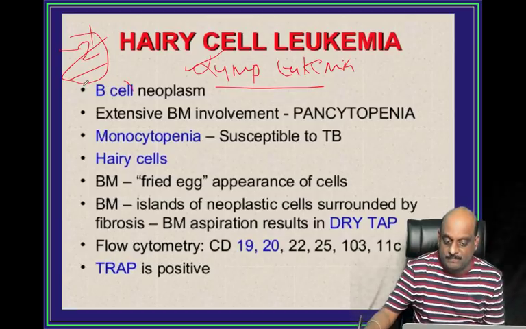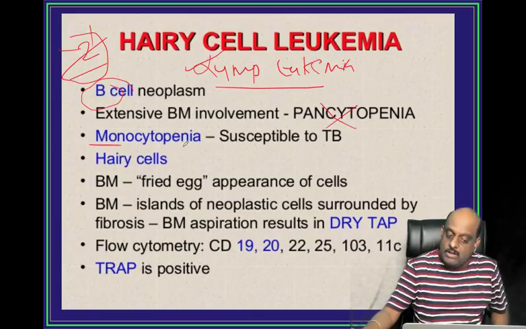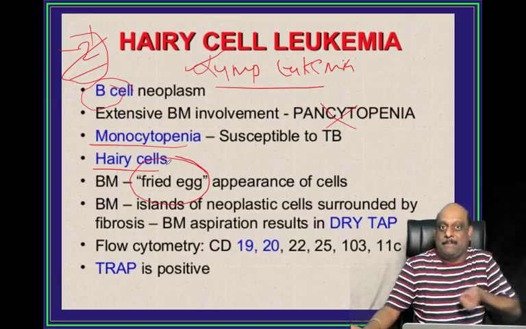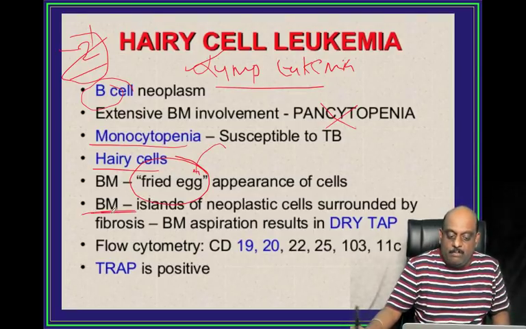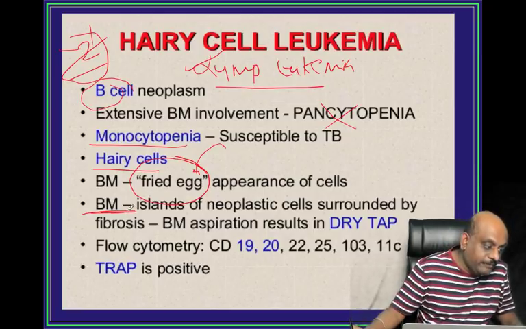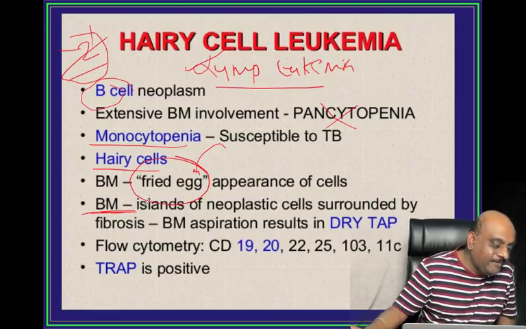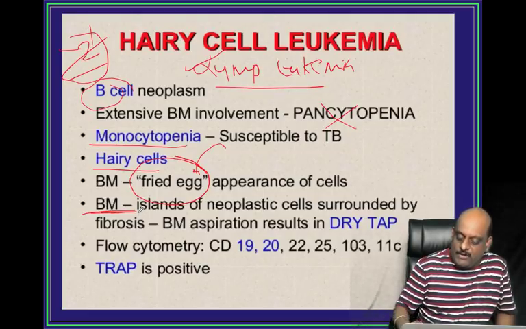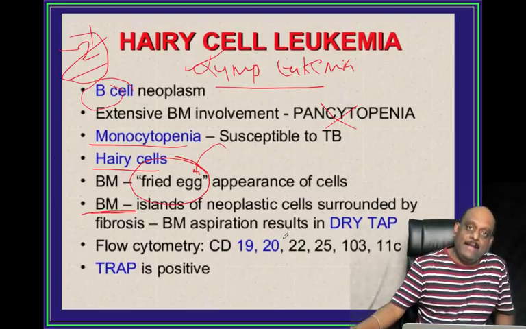So B cell neoplasm, there is extensive bone marrow involvement, that's the reason for pancytopenia. They also have monocytopenia, hairy cells, and in the bone marrow what do you see? Fried egg appearance. Fried egg appearance. Similarly in the bone marrow, if pancytopenia is there, maybe think this, Shemant Kumar, I was also just thinking, pancytopenia means WBCs are also low, so lymphocytopenia should also be there, low lymphocyte count. But it is a B cell neoplasm, so lymphocyte count is high. Pancytopenia means neutropenia and all that.